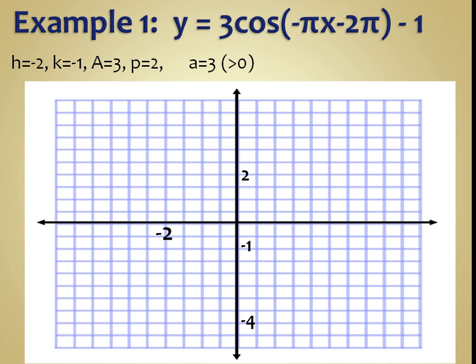So let's start plotting our h and k. We would be at negative 2 and negative 1. My period is 2, so I finish at the y-axis, and my amplitude is 3, so if I'm at negative 1, I need to go up to 2, and if I'm at negative 1, I need to end at negative 4. Now, where am I starting? Well, h and k is negative 2, negative 1, but I know that my function is going to be happy. A is greater than 0. So therefore, my dot starts at the top.